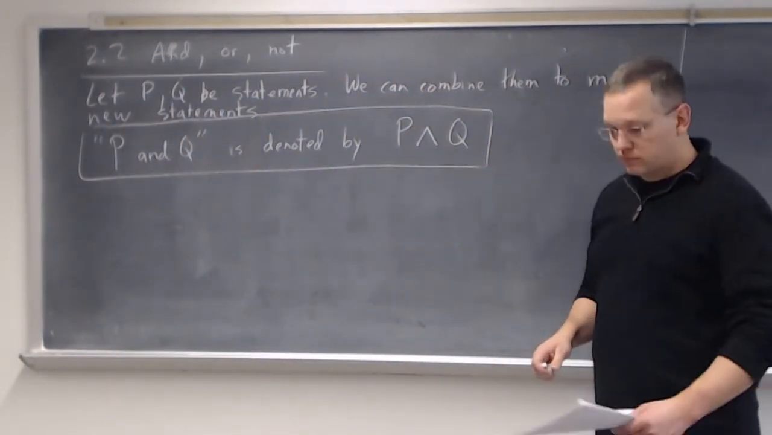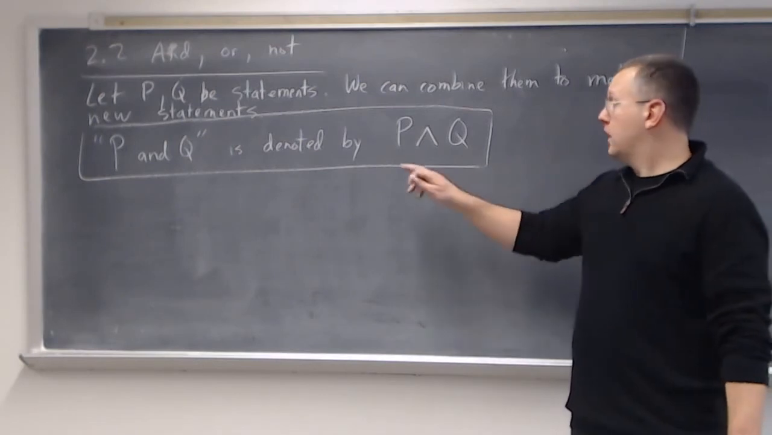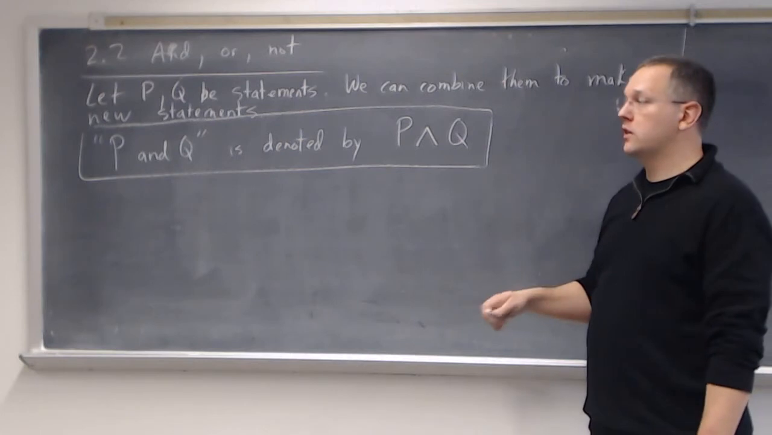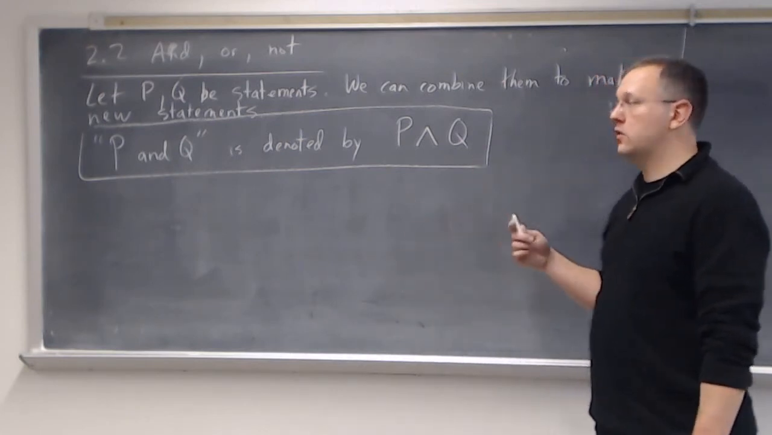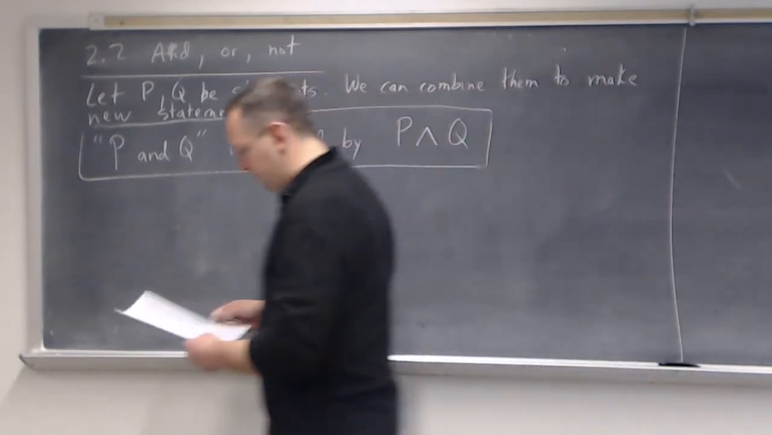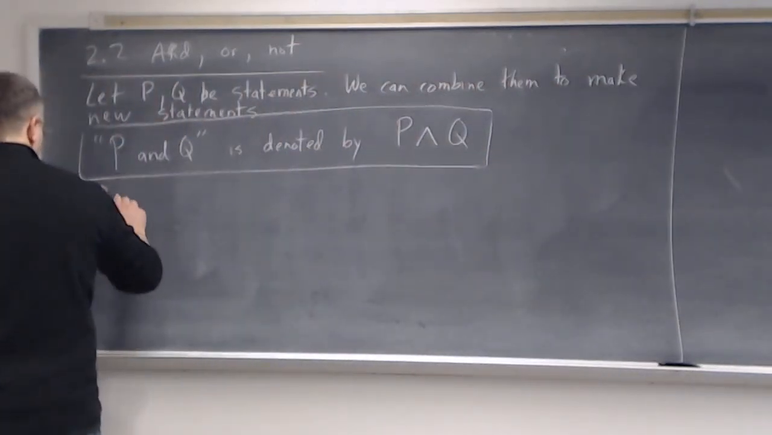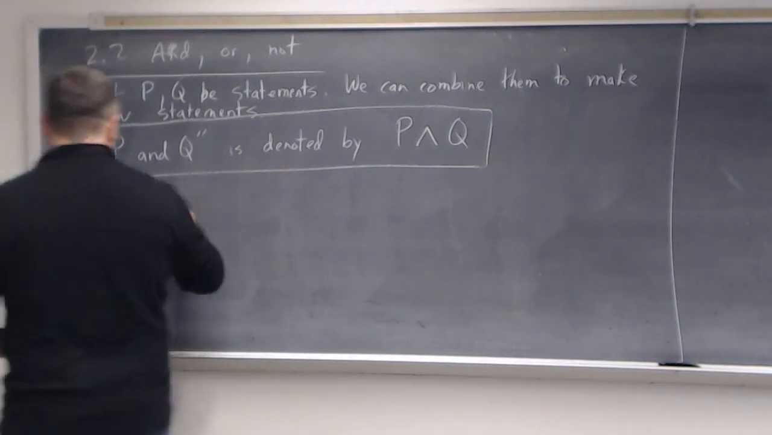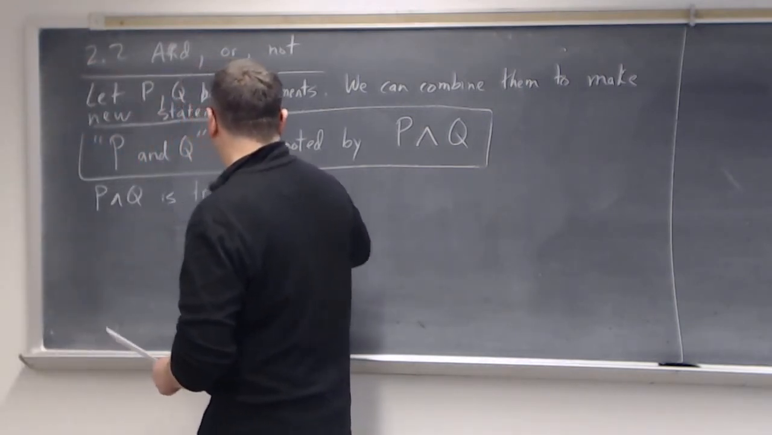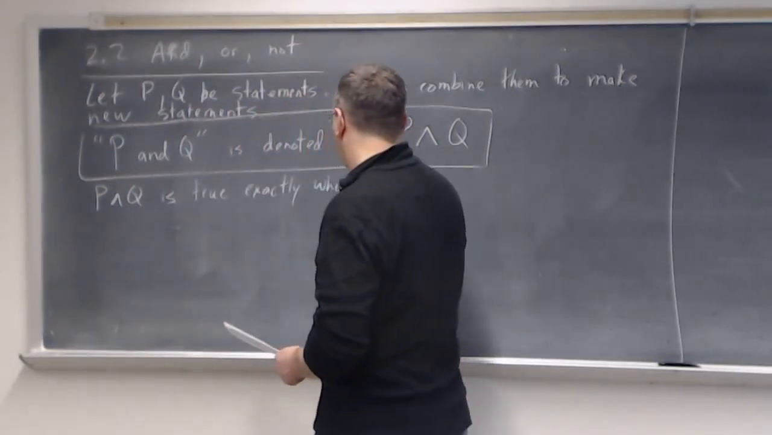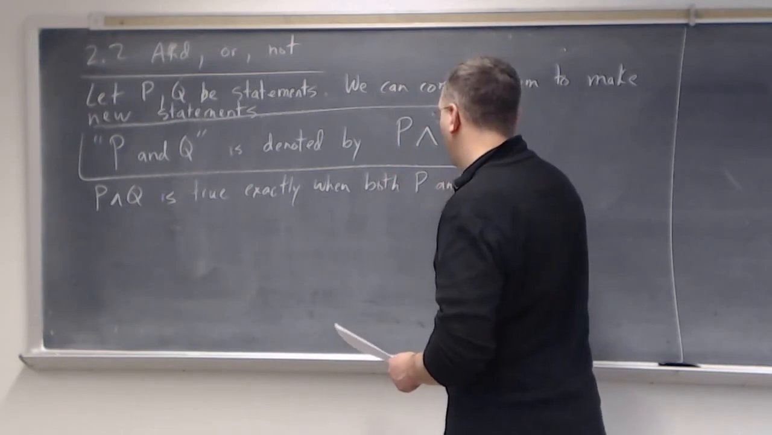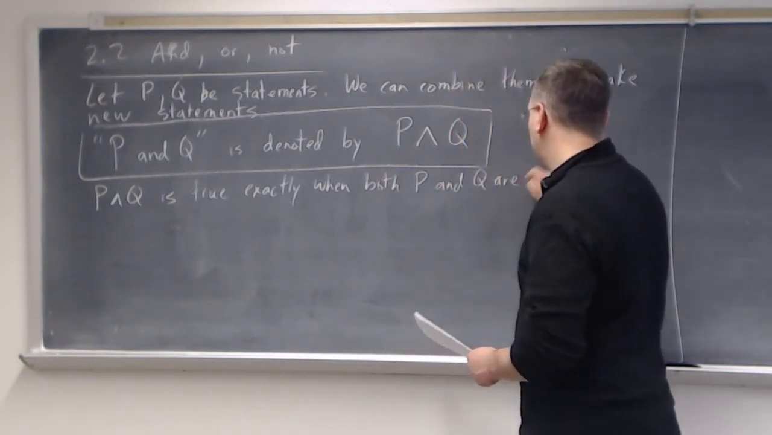Remember, it's almost like the intersection: a point is in the intersection of two sets if it's in one set and in the other set. So it's kind of analogous notation here for and. As we said, the statement P and Q is true exactly when both P and Q are true.